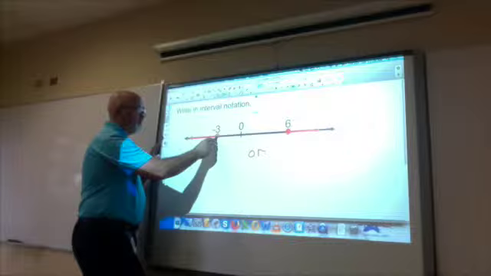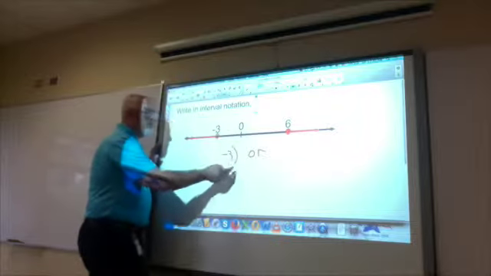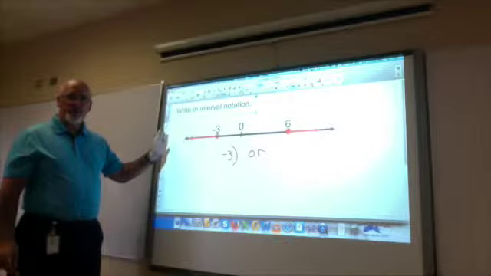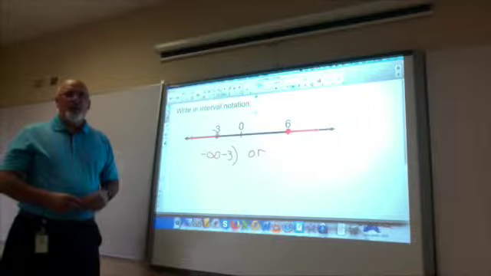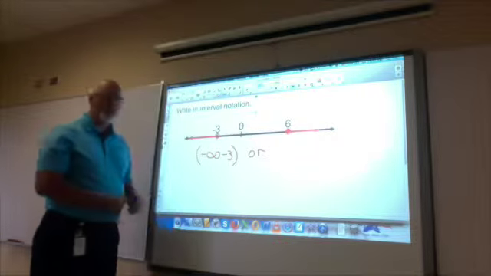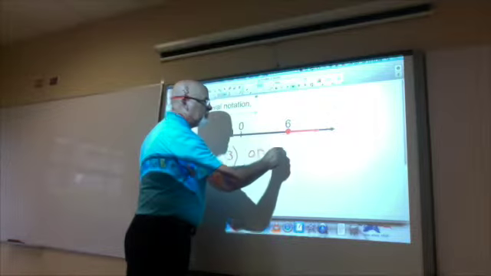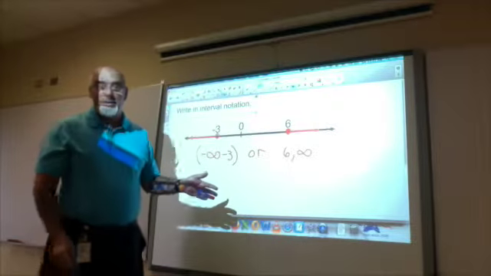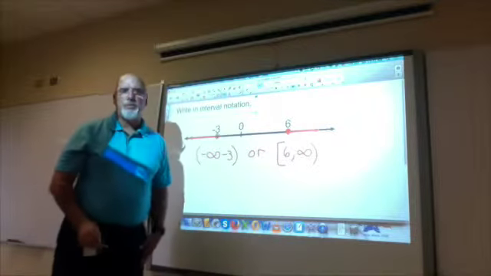This is less than -3. So that means we're going to put our -3 over here with a parentheses because it does not include the -3. Where does it go to? Well, it goes to -infinity. And we can never get to infinity, so we put a parenthesis there to indicate that you can't reach infinity. Over here on this side, we're going to have 6 to infinity. Does it include the 6? Yes, it does, so we put a bracket. And once again, you can't get to infinity, so we put a parentheses over there.